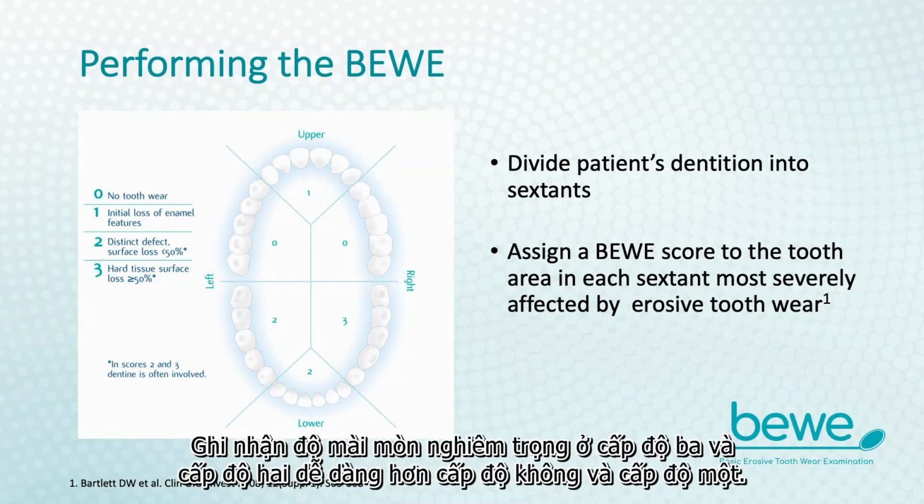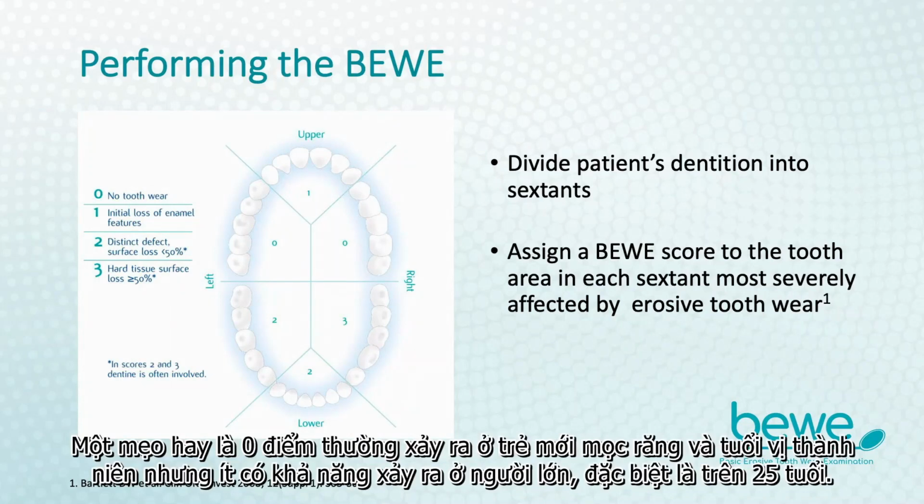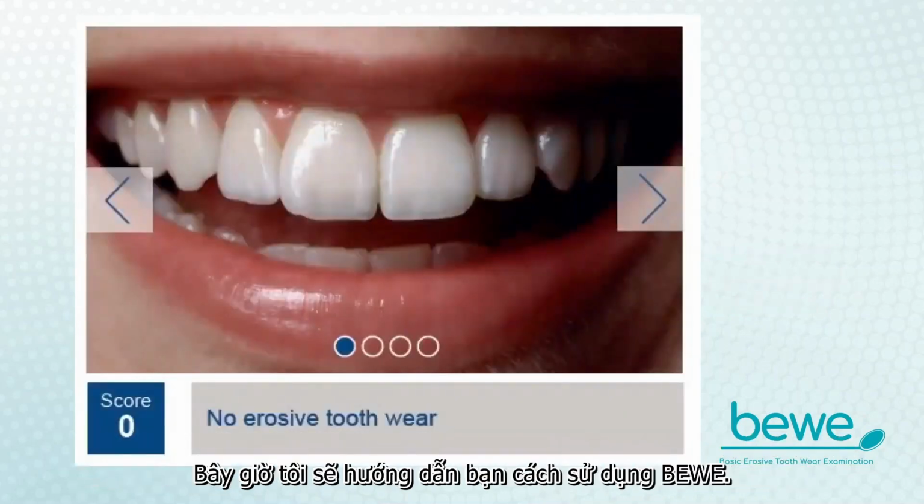All wear is scored regardless of the underlying etiological agent. Easier to record more severe wear, grade 3, and grade 2 is easier to recognise than 0 or 1. A good tip is that grade 0 would normally be expected to be seen in newly erupted teeth found in adolescents, but is unlikely in adults, particularly over the age of 25. I'm now going to guide you how to use the BWE.